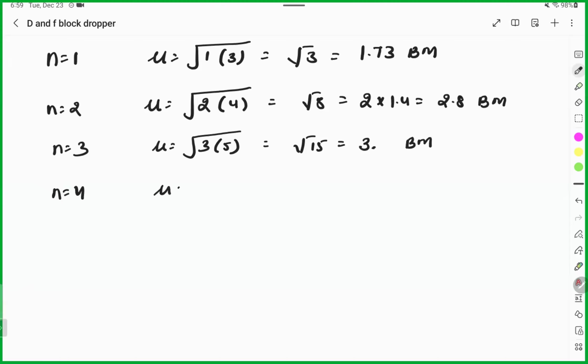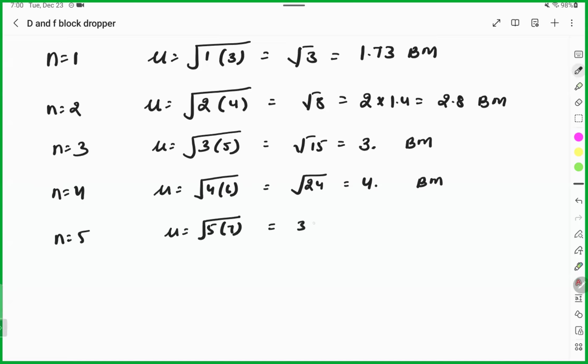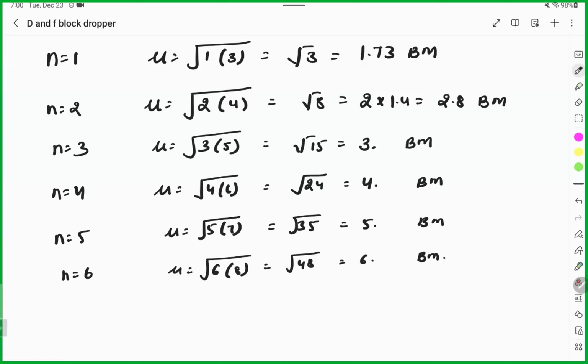Samarth, if n is 4, what will be the value? Less than 5, slightly less than 5, 4.8 something. And if n is 5, Pratigya, what will be the value? Root 35, so slightly less than 6, right? And if n is 6, Sarah? Root 48, slightly less than 7, because 49 is 7.